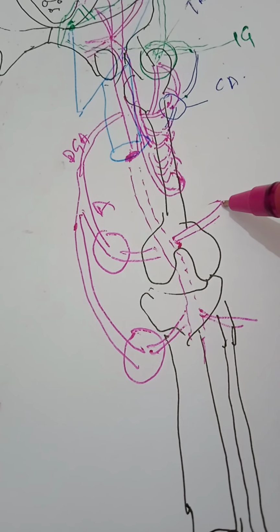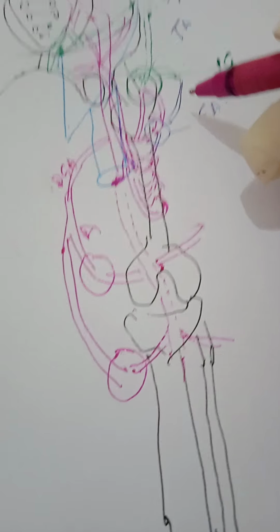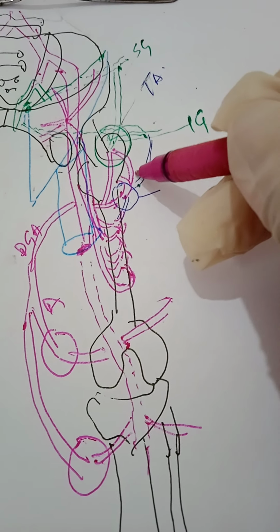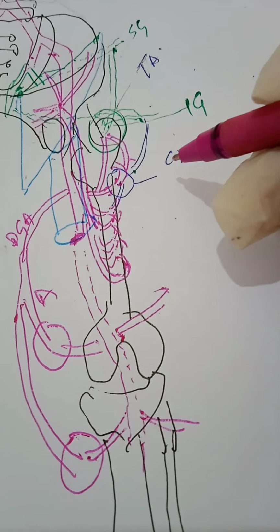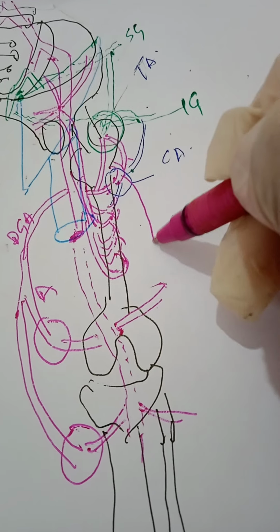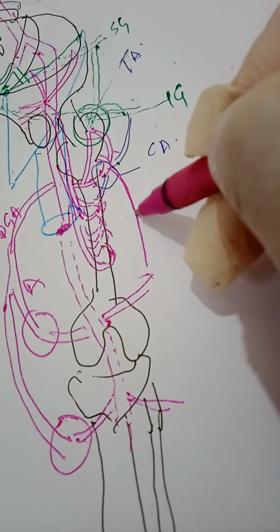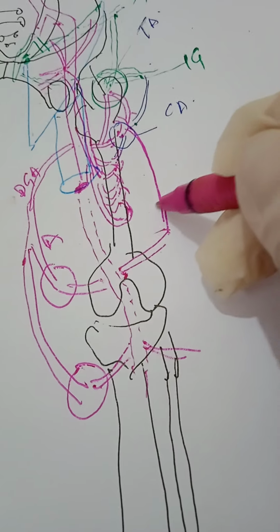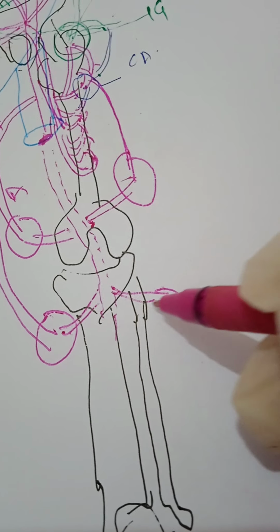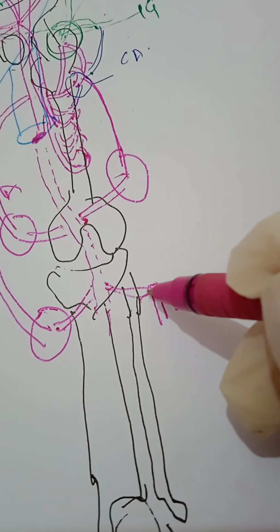This is the superior lateral genicular; it anastomoses with the lateral circumflex femoral. One of the branches of the lateral circumflex is the descending branch. Okay, so this is the descending branch of the lateral circumflex femoral, it anastomoses with that, and this is the inferior lateral genicular, which gives three terminal branches.